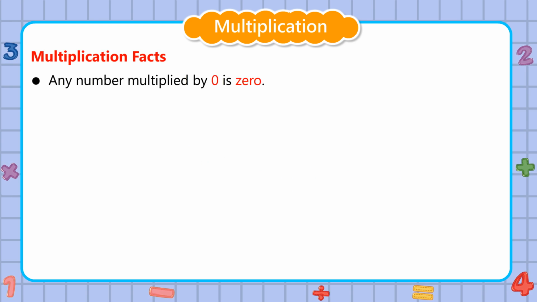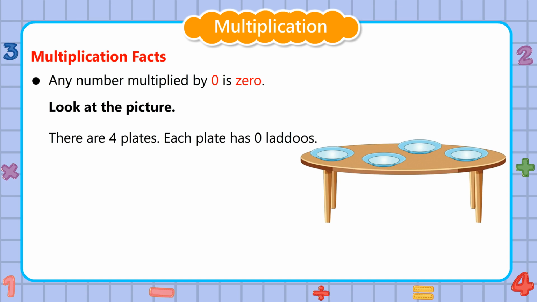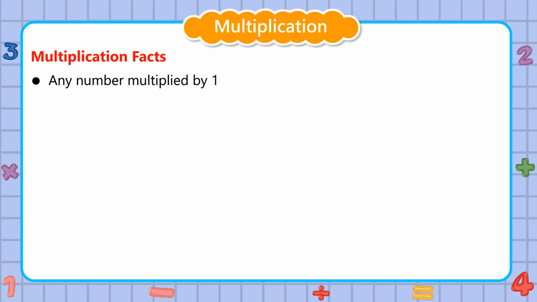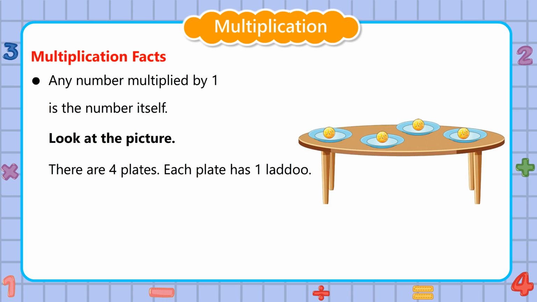Multiplication facts. Any number multiplied by 0 is 0. Look at the picture. There are 4 plates. Each plate has 0 laddus. So, 4 multiplied by 0 is equal to 0. There are 0 laddus. Any number multiplied by 1 is the number itself. Look at the picture. There are 4 plates. Each plate has 1 laddu. So, 4 multiplied by 1 is equal to 4. There are 4 laddus in all.